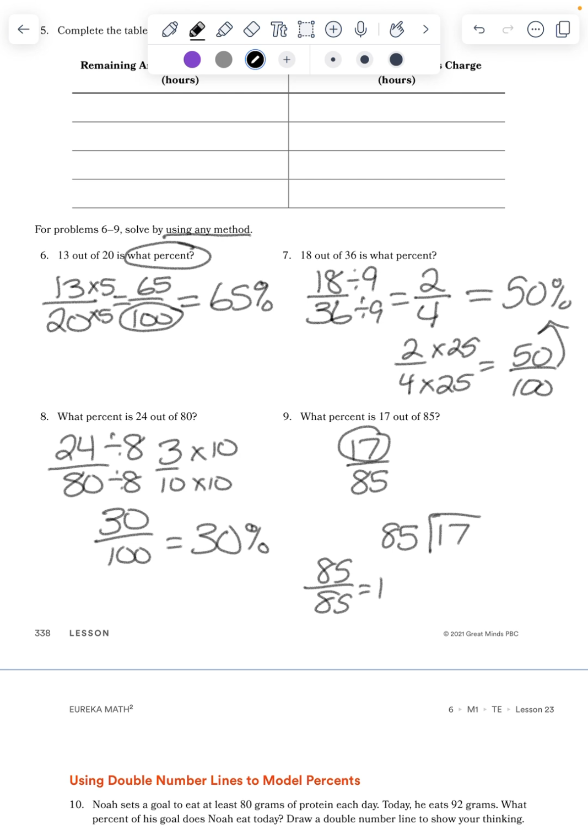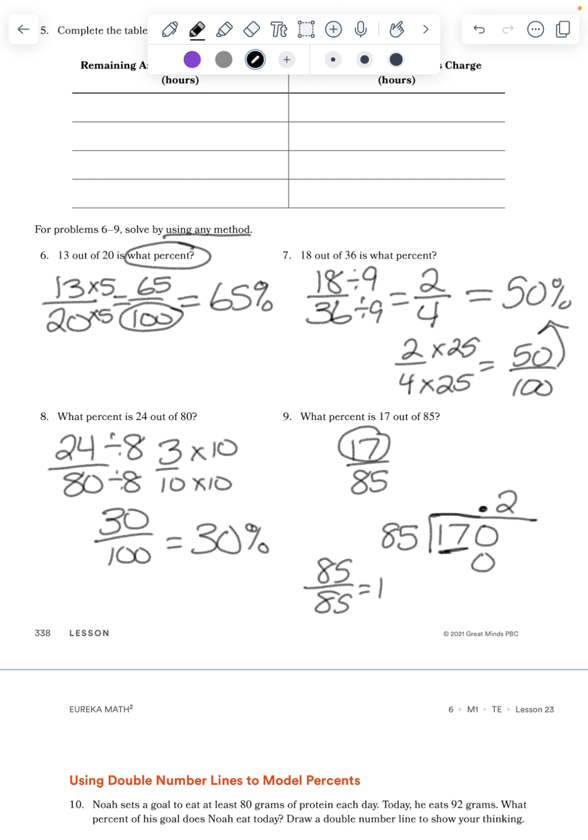85 can't go into 17. So put your decimal, add your 0, 170. So I know that 85 can at least go one time, possibly 2, because 2 times 8 is 16. So I'm looking at that first 17 and 16. So I'm going to try 2. It might be too big. I might have to restart, but I'm going to try 2.